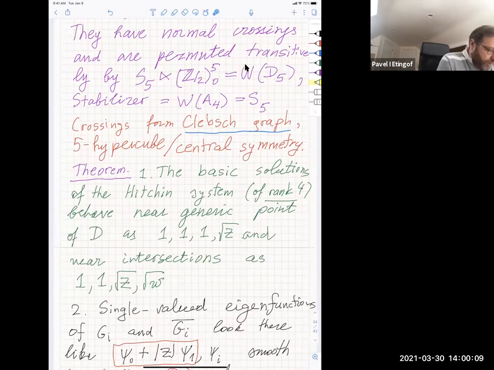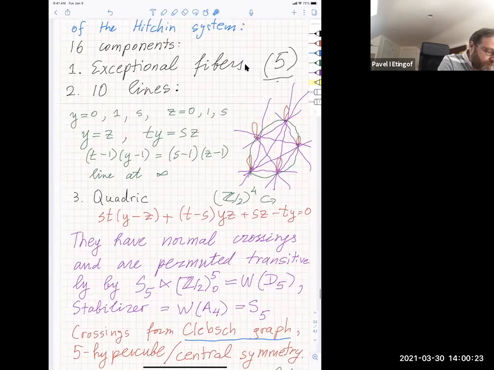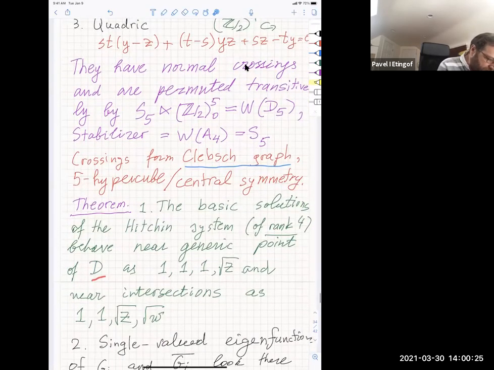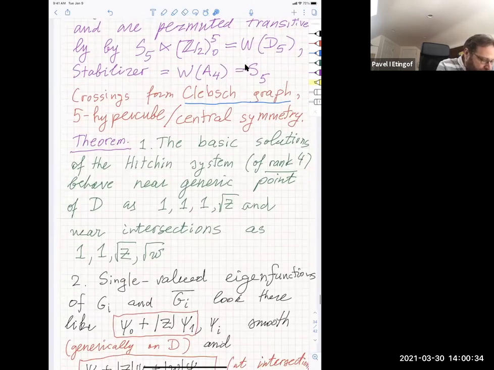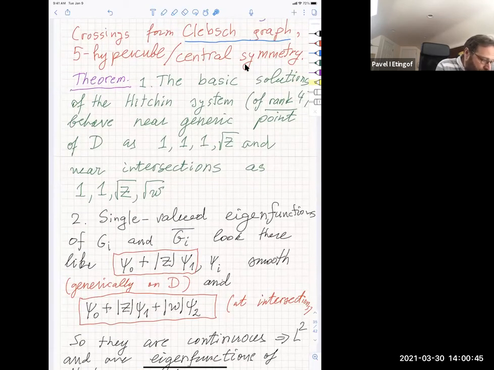And the theorem is the following: that basic solutions of the Hitchin system, which is a rank 4 holonomic system in this case, behave near the generic point of D, which is like a point somewhere here, as follows: 3 of them are holomorphic, and the 4th behaves like square root of Z. So here we don't even get a logarithmic singularity. Near intersections, they behave like this. 2 are holomorphic, 1 is square root of Z, 1 is square root of W.